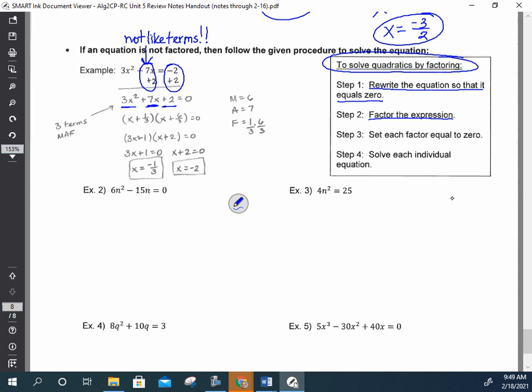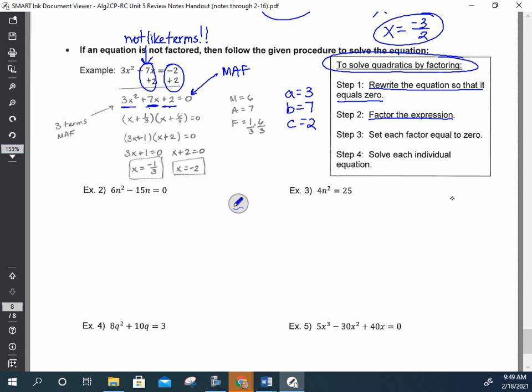Step 2 is to factor. First step in all factoring is to take out the greatest common factor. With 3, 7, and 2, there's no number that divides out. There are 3 terms, so this is an MAF problem. So A equals 3, B equals 7, C equals 2.